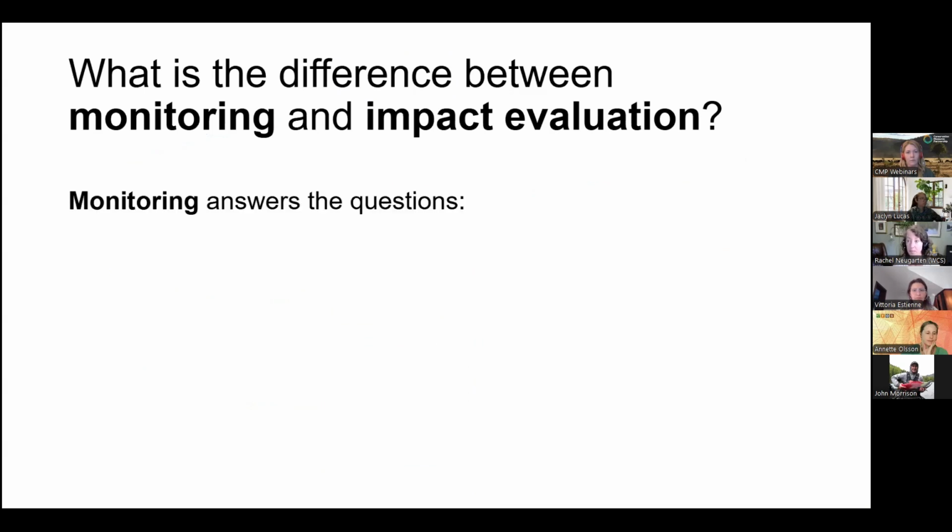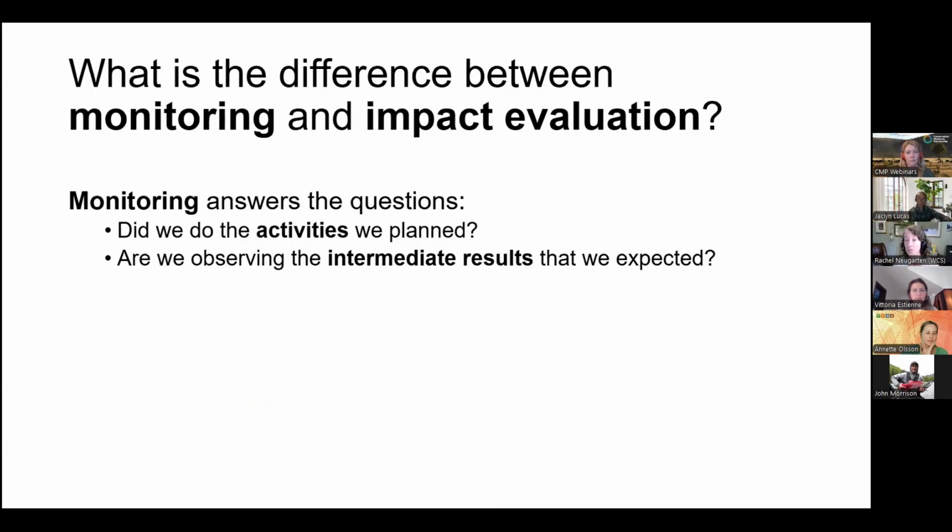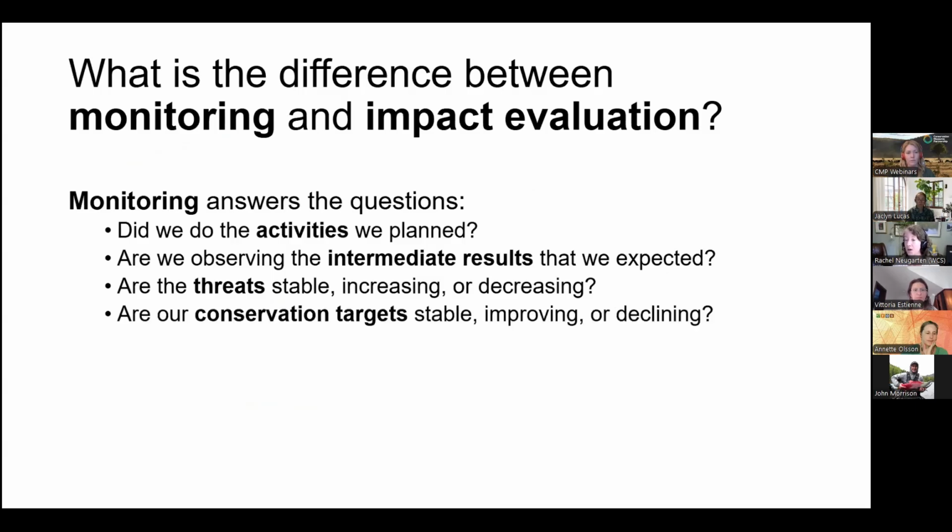And as many of you rightly pointed out, monitoring answers very important questions. Did we do what we planned to do? Are we observing the intermediate results that we expected? Are the threats stable, increasing or decreasing? And are our conservation targets stable, improving or declining, right? All super important information. And this is sort of the bread and butter of the conservation standards, right? Monitoring threats, monitoring whether you did what you said you were doing, intermediate actions, and then ultimately the effect on your target.